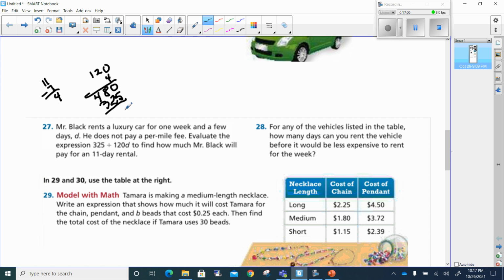0 plus 5 is 5. 8 plus 2, that's 10. Carry the 1, and 4 plus 3 plus 1, that's 8. So my answer should be $805.